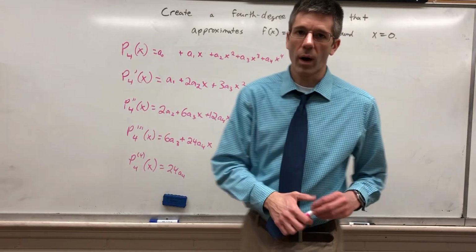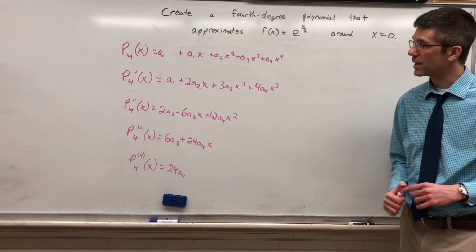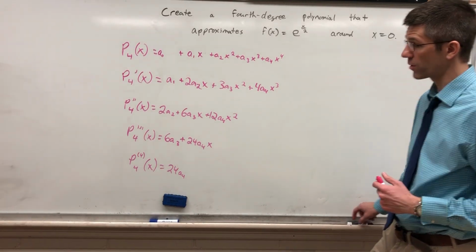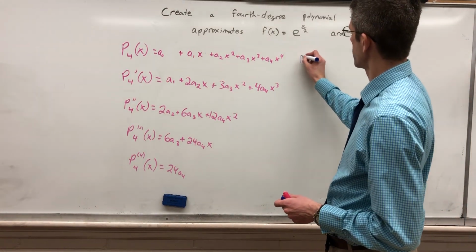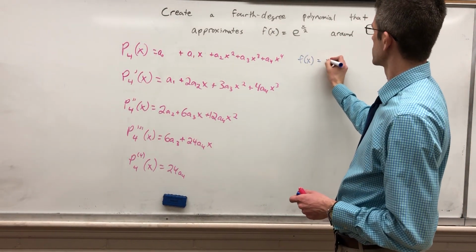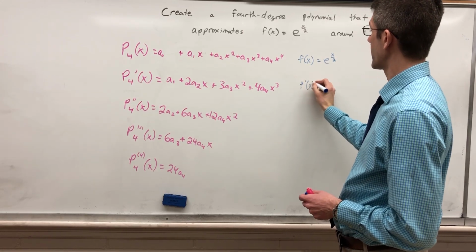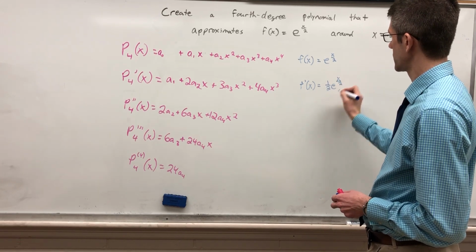Okay, why did I do that? Because I need to. That's going to come in handy in just a minute as we begin to approximate some things. So now let's take our actual function, and we'll put our function here. So f of x equals e to the x over 2. And I'm going to find the derivative of that, which would be 1/2 e to the x over 2.